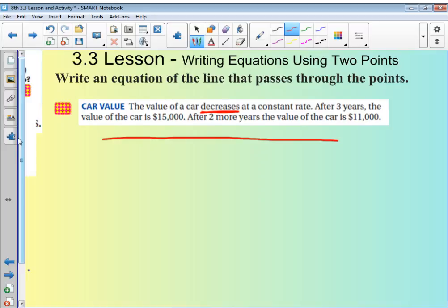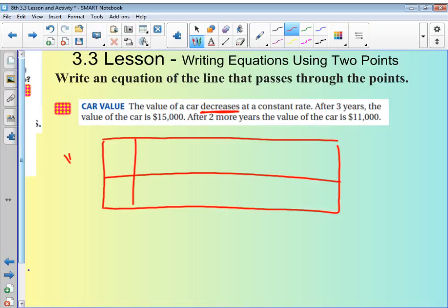So here's my table. Remember, we have to work the table out to 0. So this is my years. So that's my X's. And then my dollar amount, which would be my Y's. So 0, 1, 2, 3 years so far is what they're giving me. So at year 3, it was worth $15,000.